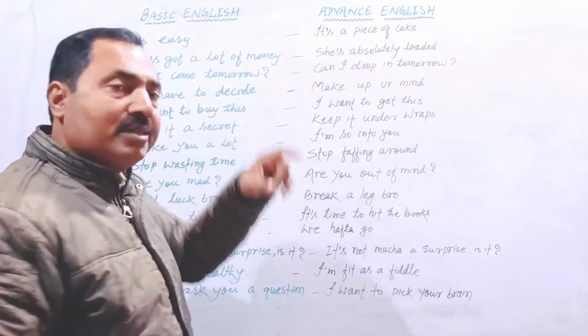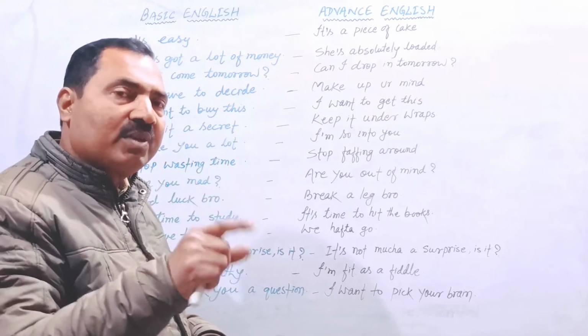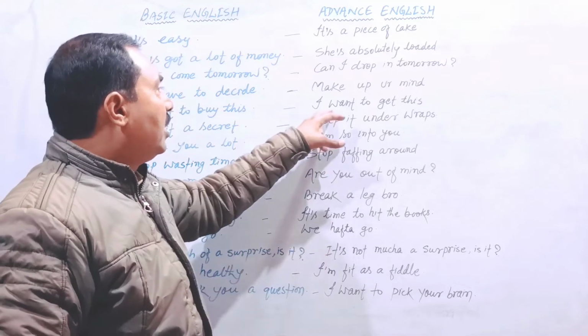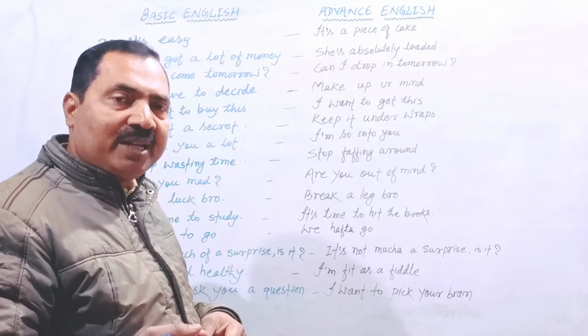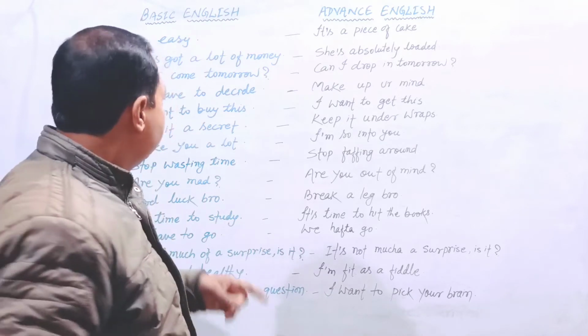I want to buy this. मैं इसे खरीदना चाहता हूँ. I want to get this.